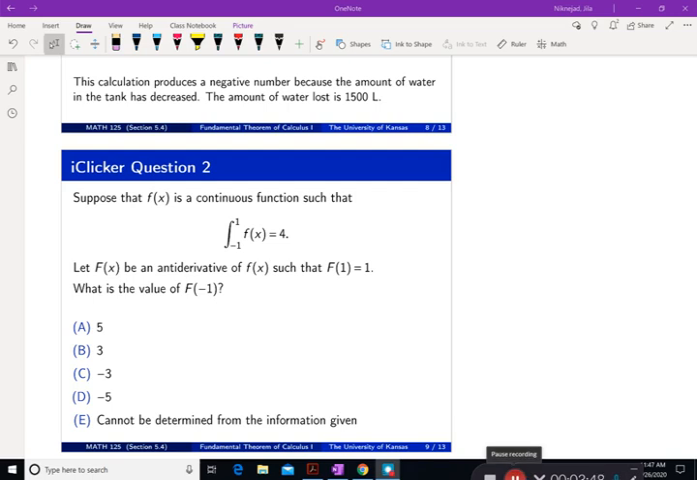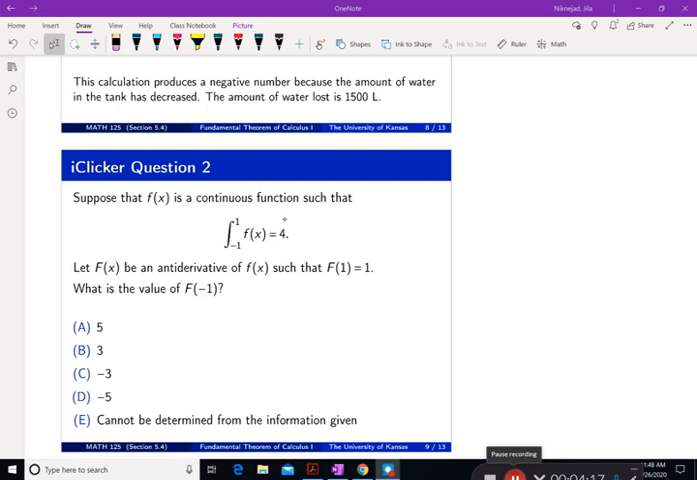Okay, let's do clicker question 2. Suppose that f of x is a continuous function such that the integral from negative 1 to 1 of f of x is equal to 4. Let capital F of x be an antiderivative of lowercase f of x such that capital F at 1 is 1, and then find the value of capital F at negative 1. So pause the video and come back.